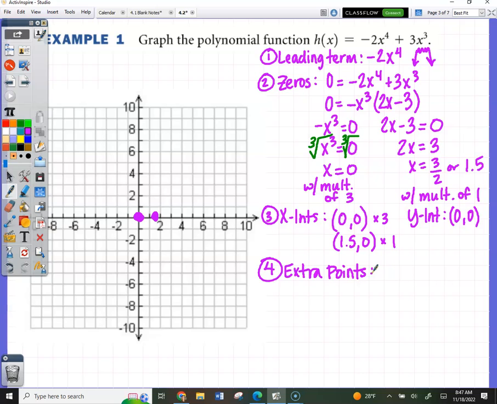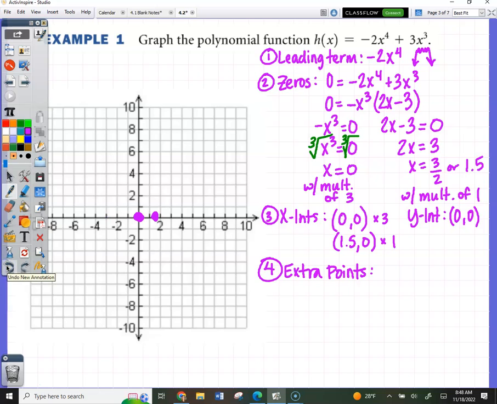Do I want to plug like negative 12 in? I want to plug numbers that are right around in here, because then I can actually see where the curve is. This is where some people get confused because they don't know how to pick their points. And I'm telling you right now, you're going to pick your extra points around your x-intercepts, because that's where all the activity is. Okay?